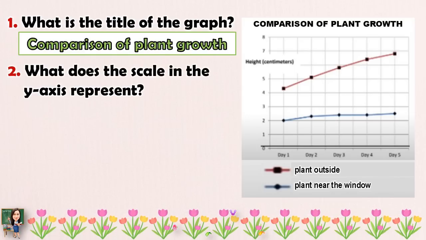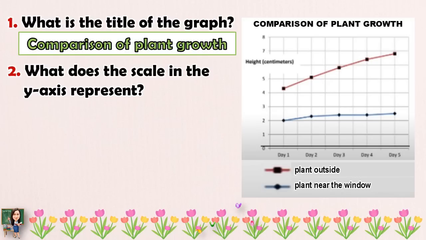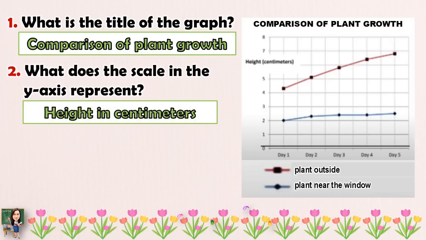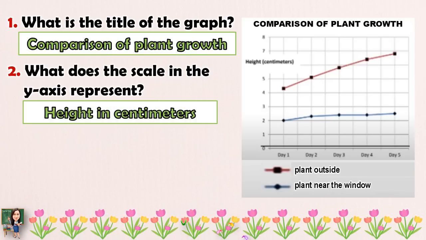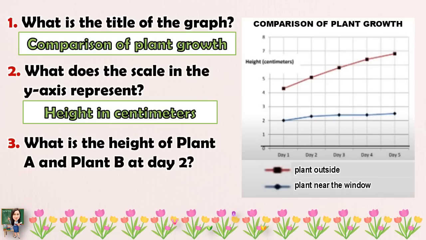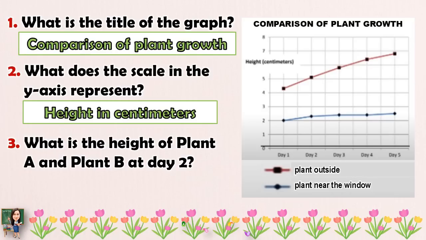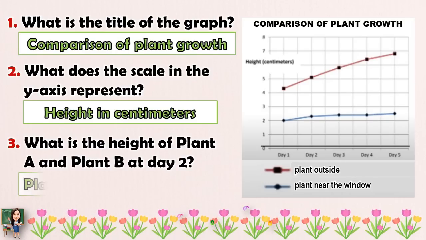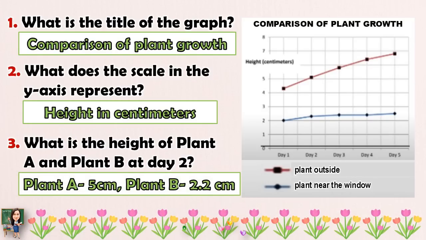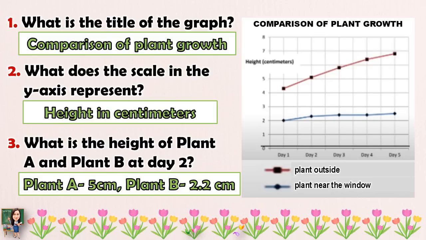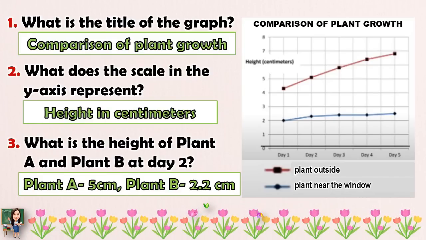Number 2. What does the scale in the y-axis represent? Very good. The y-axis represents height in centimeters. Number 3. What is the height of plant A and plant B at day 2? Very good. The height of plant A is 5 cm and the height of plant B is 2.2 cm.